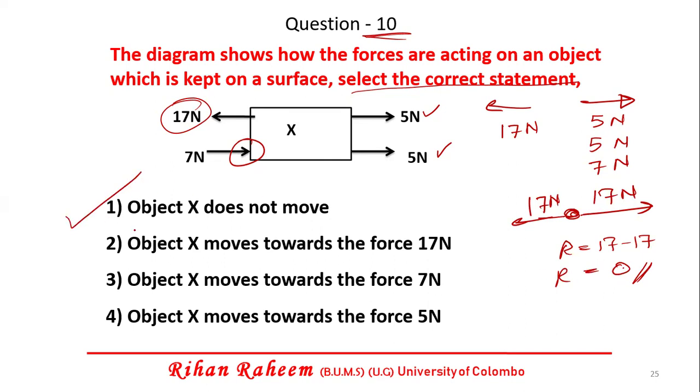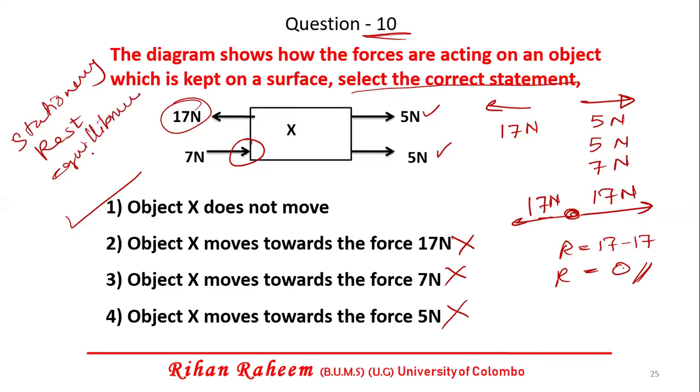Yes, it is correct. The object X moves towards the force 17, force 5, nothing, because the object resultant is 0. Object is stationary. We can say object stationary at one place, or object at rest, object under equilibrium. You can use all these words to mention that it's in one place without moving. But forces are acting. Even though the forces are acting, the object is not moving. Are you clear about it?